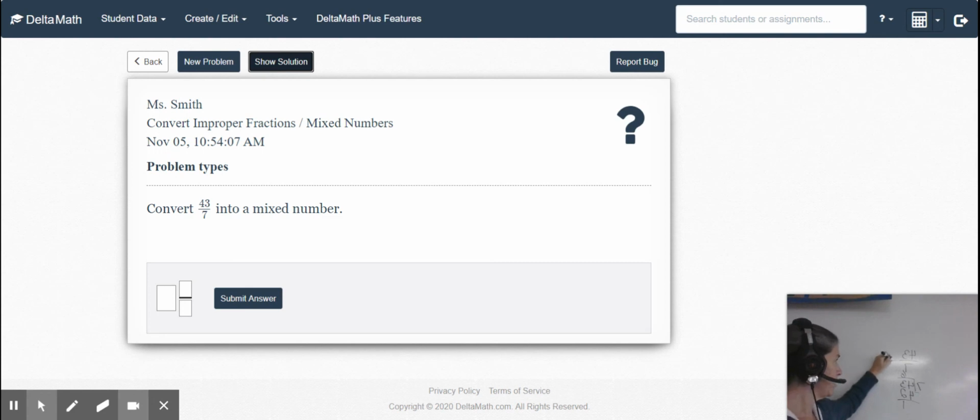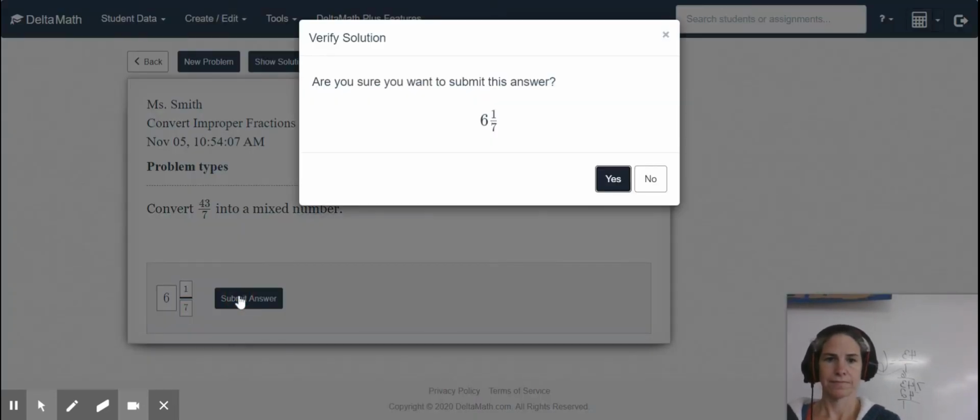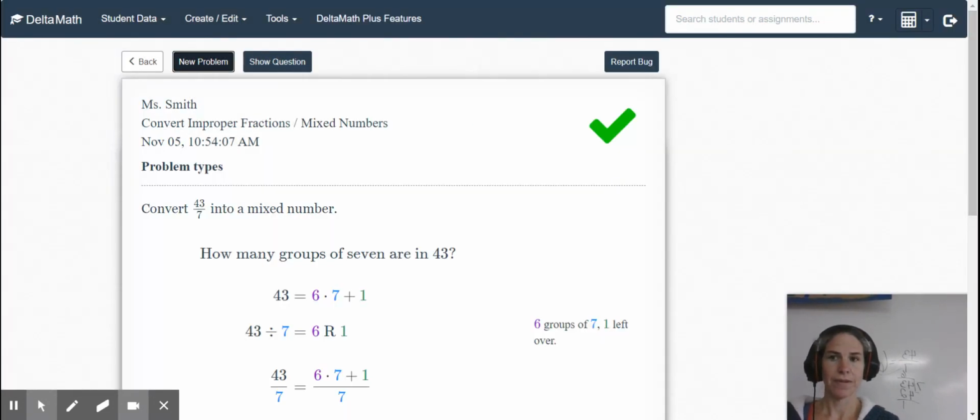So my equivalent fraction is 6. 1 is my new numerator, and that denominator stays the same. So my answer is 6 and 1/7. When I click in the boxes on my screen, 6 and 1, oops, not 7, 1/7. There you go. Let me know if you have questions.